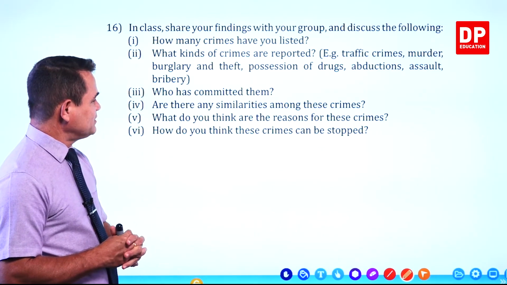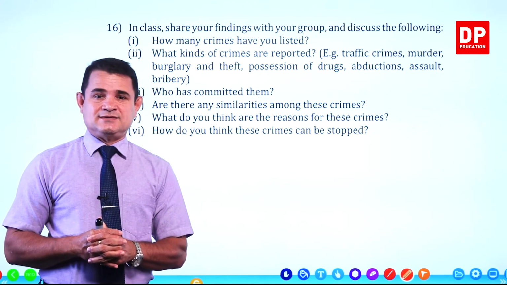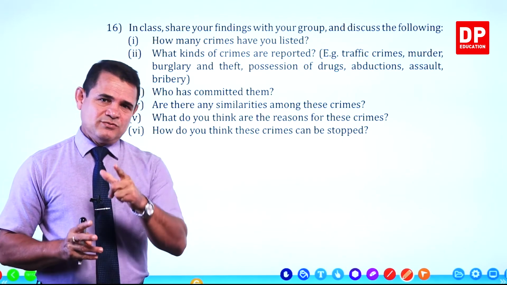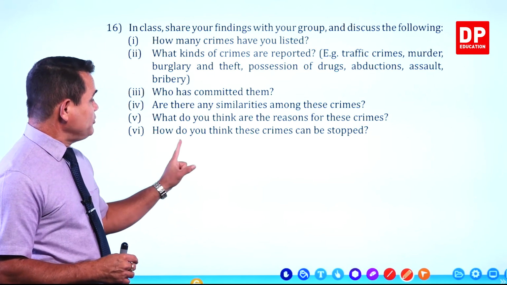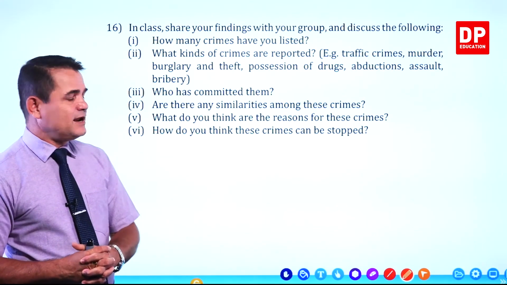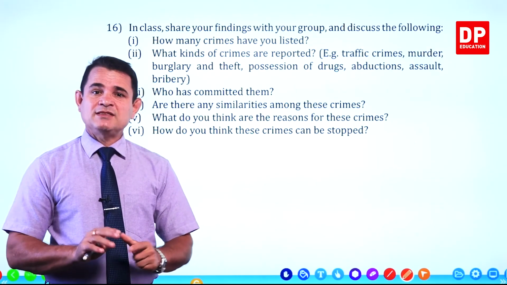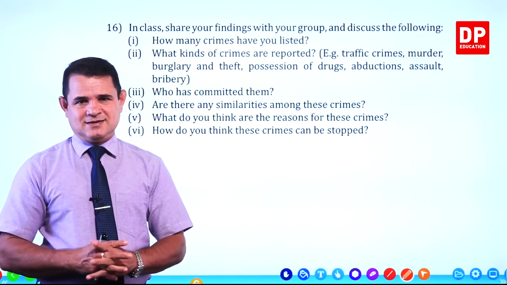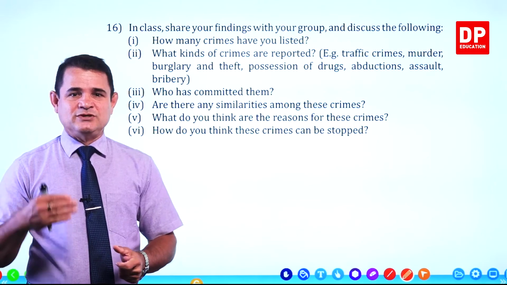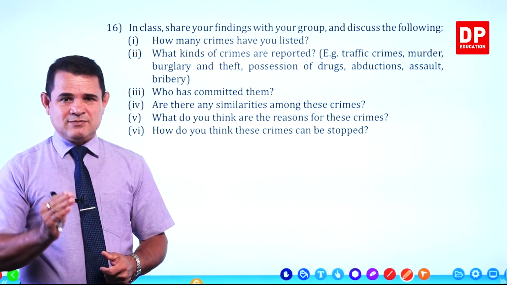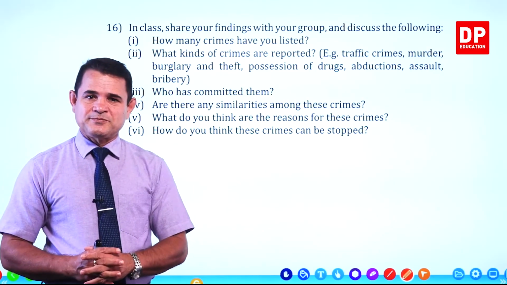What do you think are the reasons for these crimes? මේ crimes වලට reasons හේතු මොනවා වෙනවා කියලාද? What do you think? ඔයා හිතන්නේ. And how do you think these crimes can be stopped? Stop, මේ crime stop, නවත්වන්න පුළුවන් කොහොමද කියලා ඔයා හිතන්නේ. So about the crimes that you have reported, watching news බලලා එකතු කරලා ගෙනාවලා ඒ සම්බන්ධ මෙන්න මේ ටික you discuss in your group.